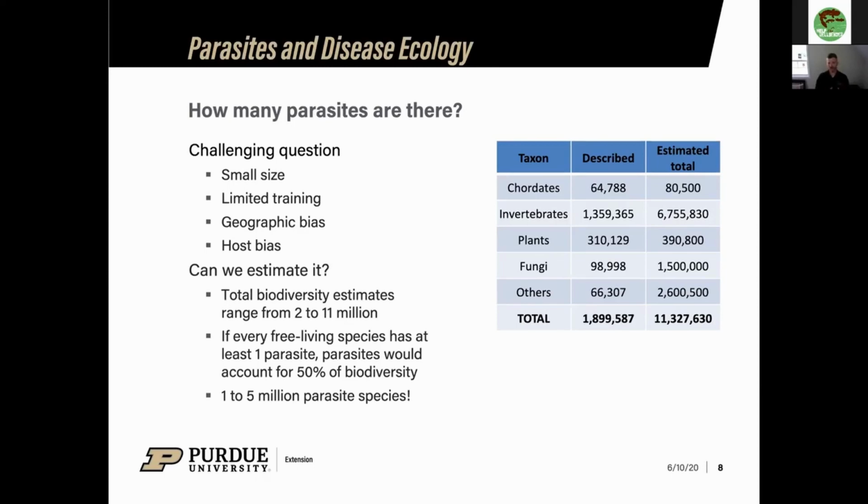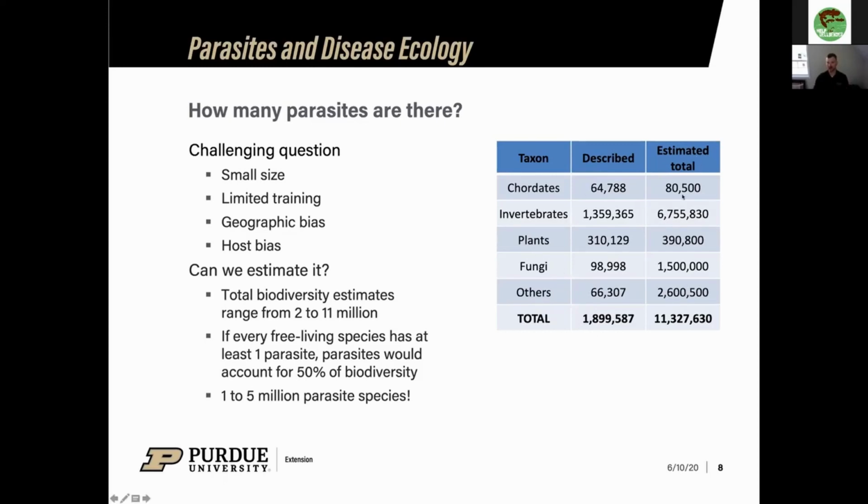From a host bias standpoint, we tend to focus on mammal parasites because we ourselves are mammals. We tend to be more interested in those things that could possibly infect us. So as a consequence, we don't know a lot about, say, fish parasites or parasites of plants in some cases. So given those challenges, is there some way we could potentially estimate parasite diversity? So let's think about that a little bit.